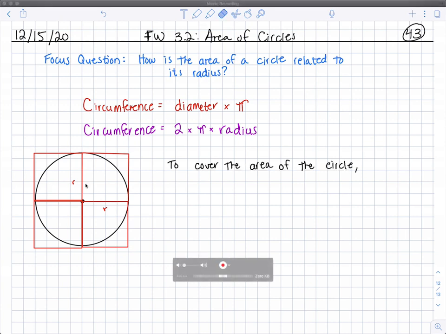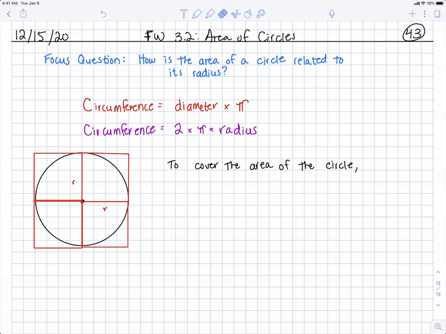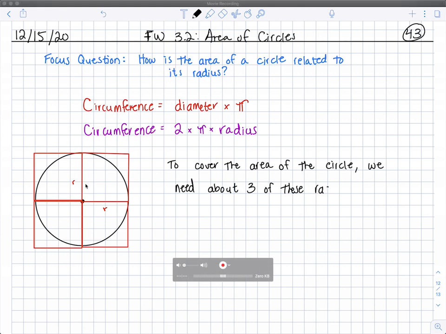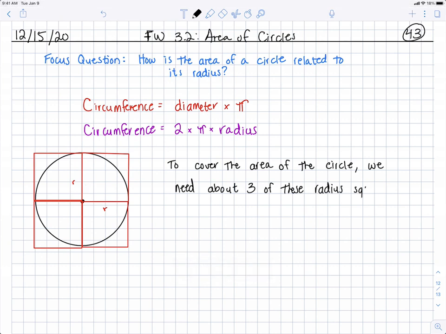So let's go ahead and write a sentence about how many squares we need to cover this circle. So to cover the area of the circle, we need about 3 of these. I'm going to call them radius squares because the length of each side of the square is the radius. So that makes sense, radius squares. Okay, so to cover the area of the circle, we need about 3 of these radius squares.